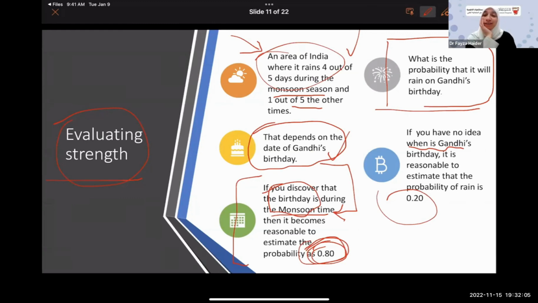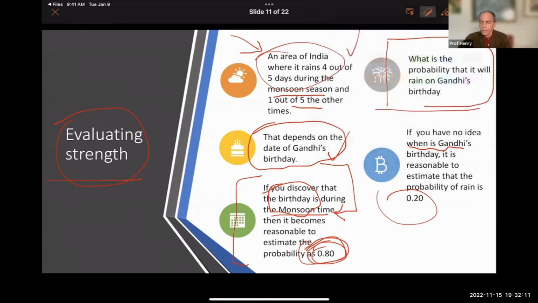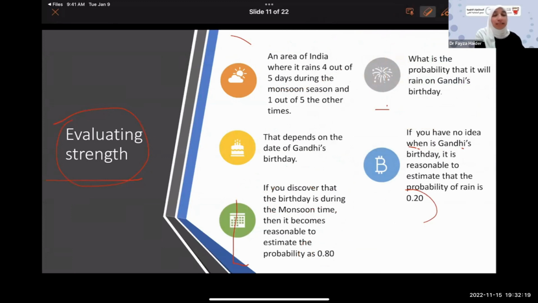First, I just want to share some information and then I want to ask about the premises. Gandhi's birthday is on the 2nd of October and it's not monsoon season. So I think the probability is 1 out of 5. That's just information. But I want to ask about the premises.